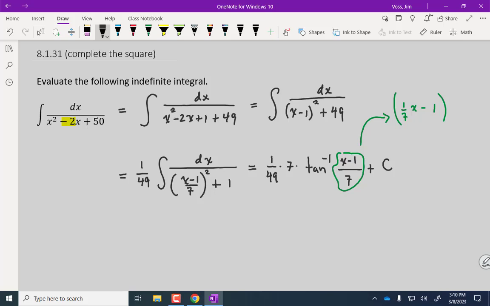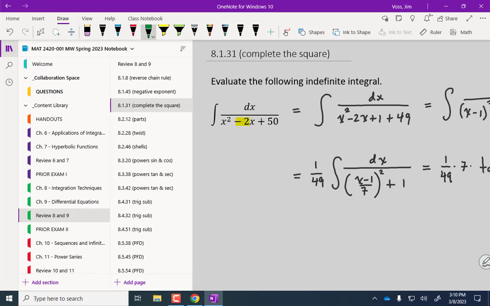So if we were to take that little inside parentheses thing right there, everyone clear? That's the derivative for 1/7 x minus 1/7. The derivative is the coefficient of x when we have a linear factor. So we divide by a 7th, which means multiply by 7.